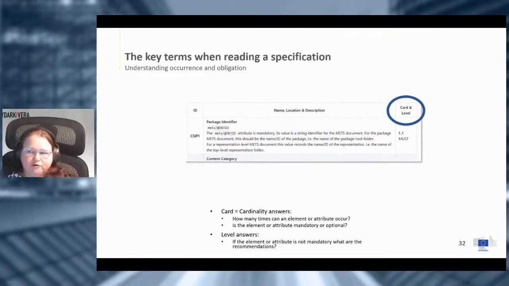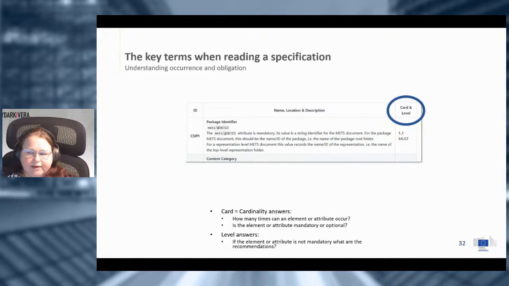I said I was going to return to cardinality and level, and here you have that. These are the two key terms that you need to be aware of and have in mind. Card is cardinality, and that's, as I said, how many times an element or attribute can occur. As you see here, it says 1.1. That means it's required, and it can only be there one time. There are a number of more for optional elements and so on, and also for repeatable. So keep an eye out for those and learn them.